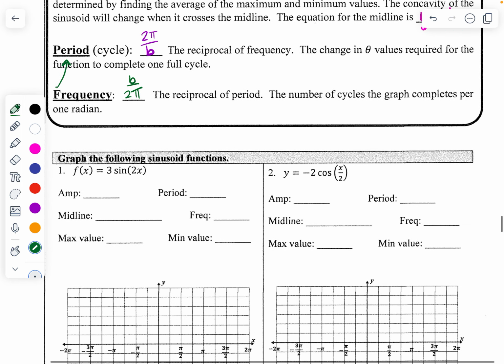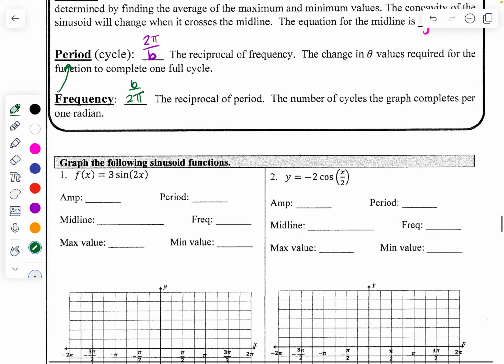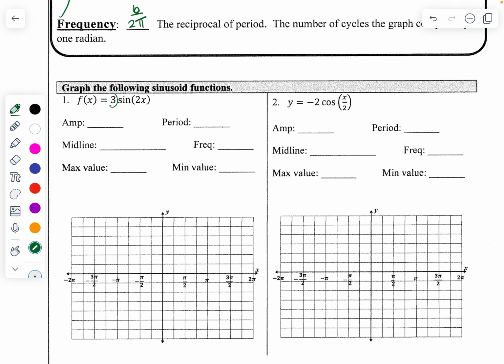So let's kind of start talking about some of how we can apply what we know to these graphs. So if I look here, this tells me that's A, that means that the amplitude is also 3. This here tells me this B value is 2. So remember, the period is going to be 2 pi divided by B, which is 2 pi over 2, which reduces to 1 pi. We also know here there's nothing behind it, so we could add a plus 0. Therefore, my midline is also y equals 0. I can draw it in right here.